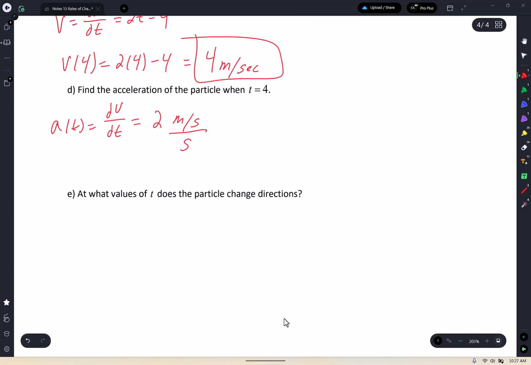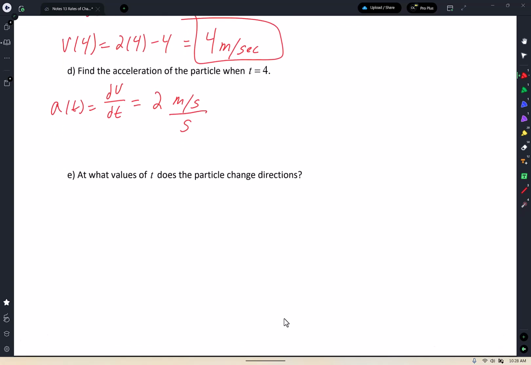All right, last one. At what value of t does the particle change directions? Guys, focus. If velocity is positive, I'm moving to the right. If velocity is negative, I'm moving to the left. So what has to happen for the velocity to change? What has to happen for me to change directions? No. The velocity has to what? Equals 0. You're almost there. Change. Velocity has to change, and it starts with an S.